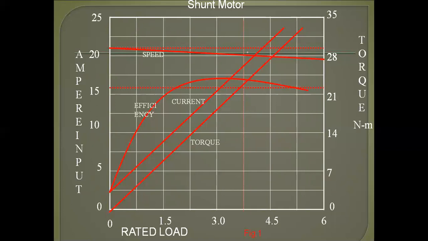Shunt motors, being constant speed motors, are best suited for driving line shafts, machine lathes, milling machines, conveyors, fans, and for all purposes where constant speed is required.